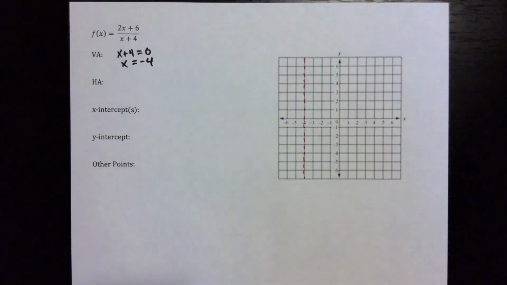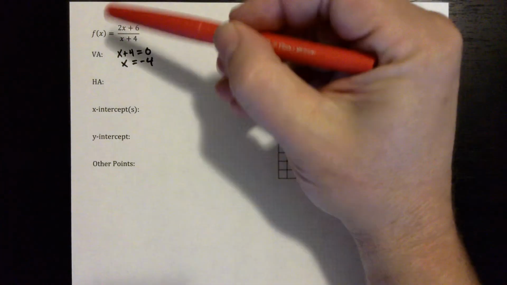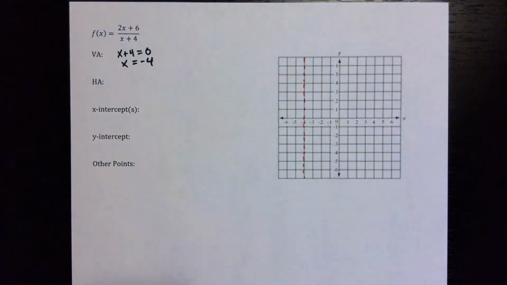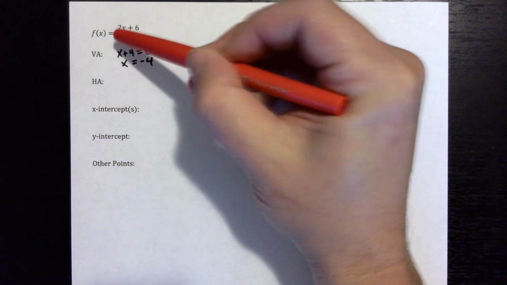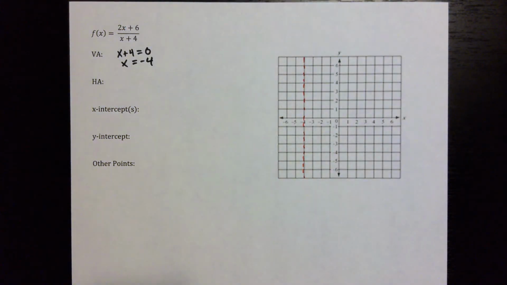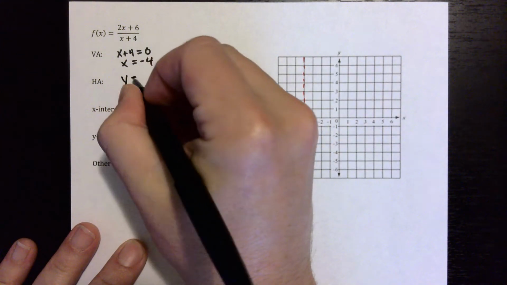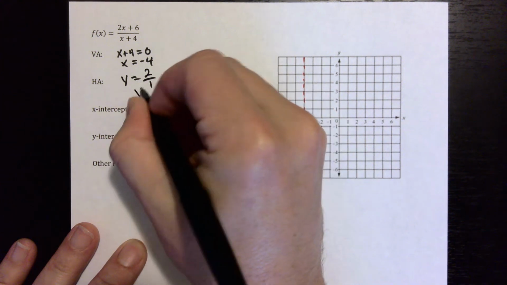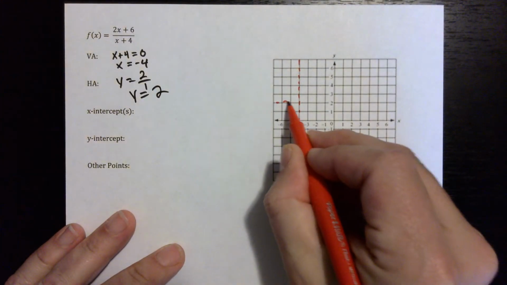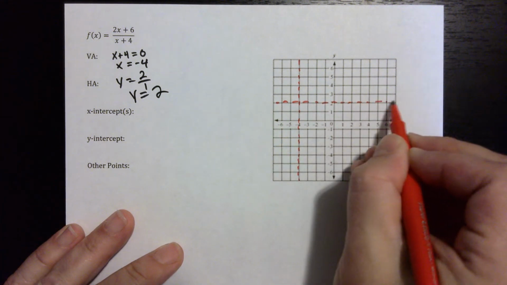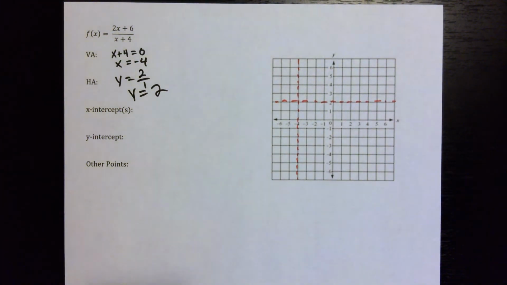Okay, and then for the horizontal asymptotes, it looks like the exponents on top and bottom are the same. So we're going to divide the leading coefficients. That's a 2, and that's a 1. So it's y equals 2 over 1, which is, of course, just y equals 2. Okay, so our horizontal asymptote's at 2. Okay, so there's kind of our new little grid there.